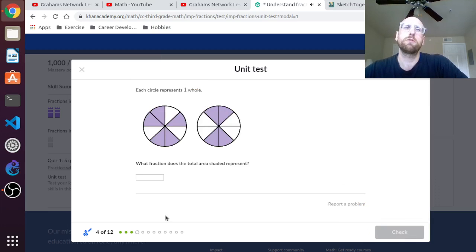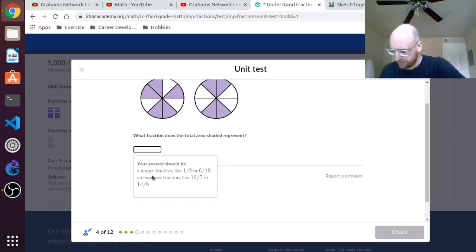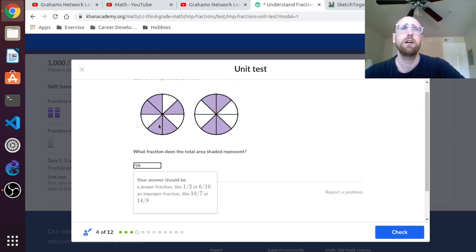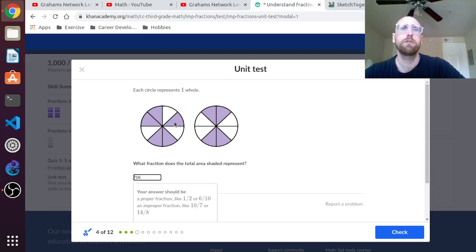Each circle represents 1 whole. Which fraction does the shaded area represent? So let's count the parts. So we've got 1, 2, 3, 4. So this is 8. And we've got 2 of that. So we've got 16. So the bottom number is going to be 16. And the shaded parts, 1, 2, 3, 4, 5, 6, 7, 8, 9. So 9 out of 16.